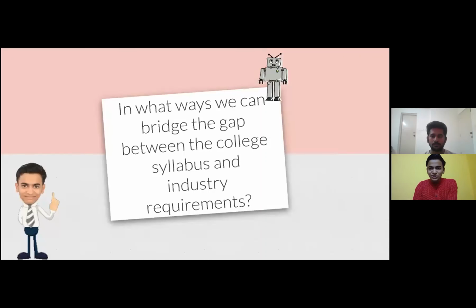So your next question is, in what ways can we bridge the gap between the college syllabus and industry requirements? So we should fulfill the gap; definitely the college should collaborate with the industry. Otherwise we cannot fulfill the gap, because when I did my undergraduate, Java was a big language. If you knew Java, you could get placed very easily. And after a decade, Python has slowly overtaken Java. So to fulfill the gap, definitely the college should interact with the industry.